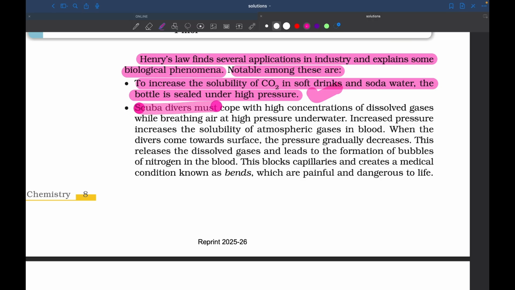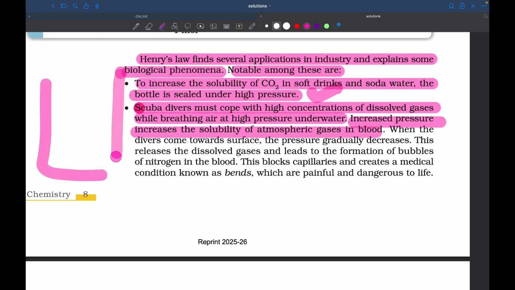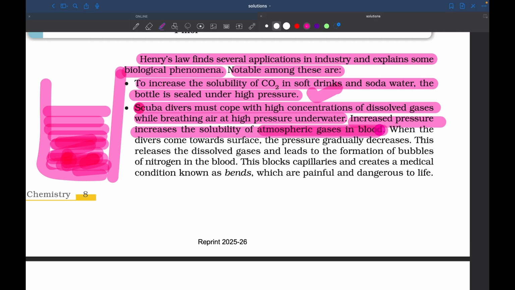Scuba divers must cope with high concentrations of dissolved gases, breathing air at high pressure underwater. Increased pressure increases solubility of atmospheric gases in blood. So when scuba divers enter into the deep sea, to the deepest level, when they go deeper, the pressure increases. If the pressure increases, the atmospheric gases dissolve in blood to a greater extent.